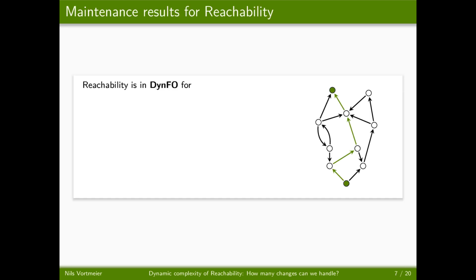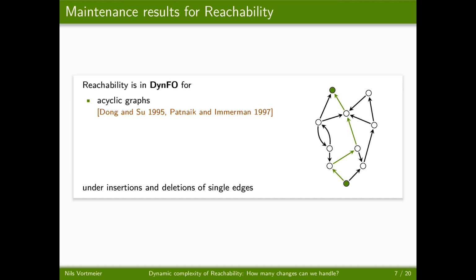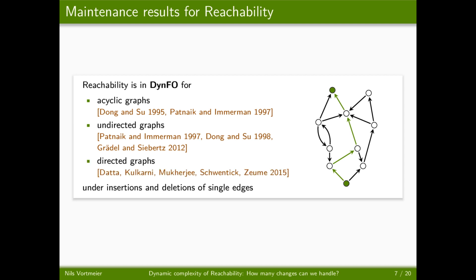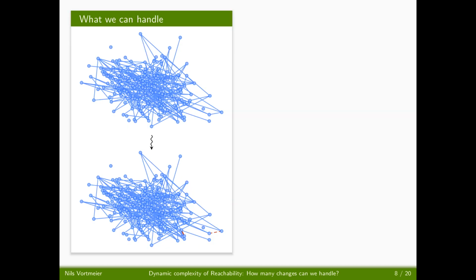We know several results regarding how reachability can be maintained in DynFO. For example, reachability for acyclic graphs is in DynFO under insertions and deletions of single edges, as is reachability in undirected graphs, as we have just seen. And also there's a quite recent result that reachability in arbitrary directed graphs can be maintained in DynFO under insertions and deletions of single edges. So regarding our opening example of social networks, we know quite well how we can handle changes that are insertions and deletions of single edges.